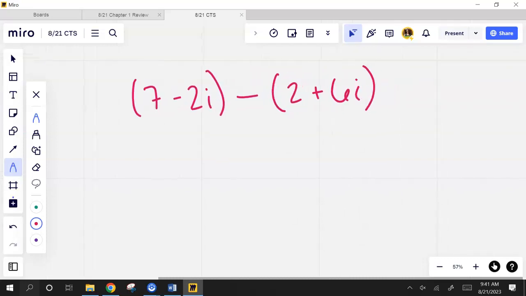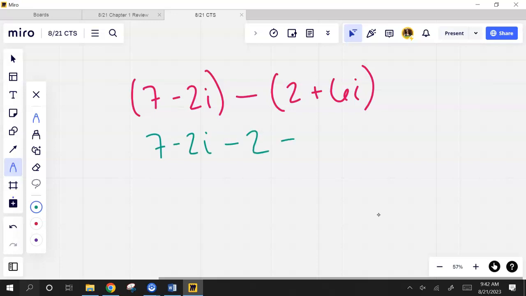This is number 3, so be very careful with your subtraction because when I subtract, it's distributing through the entire set of parentheses that follow it, right? So really, and sometimes it might help you to rewrite it. 7 minus 2i minus 2 minus 6i, and then gather your like terms. Yes, this is number 3.